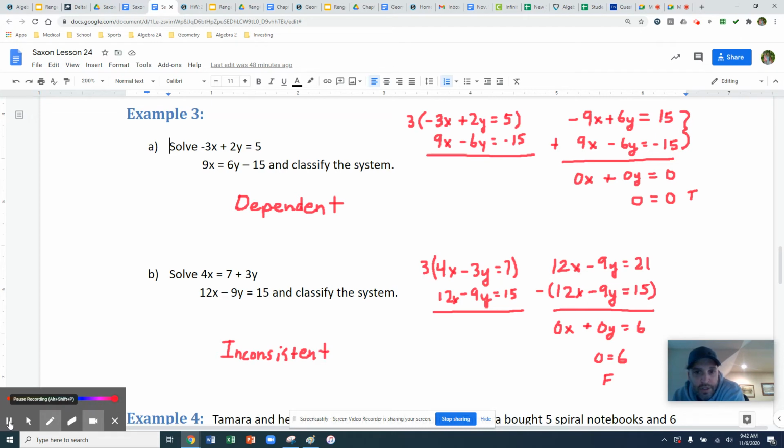So in example 3, we look at a couple special cases where your variables will cancel out. We're still using the same methods as yesterday, trying to find a variable to cancel, but then we see both canceled, and then we start to see those special cases.